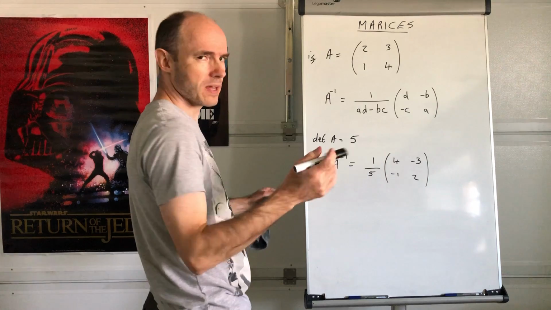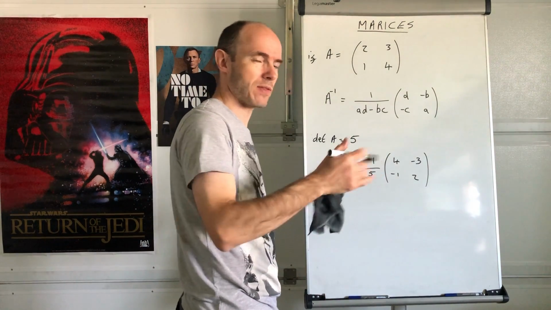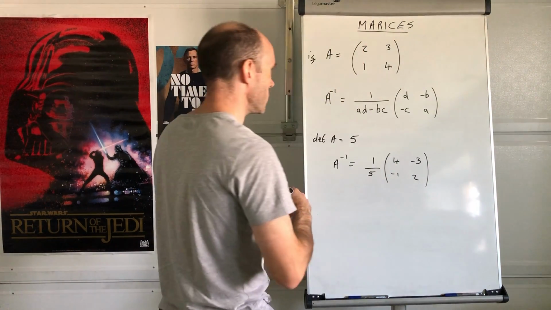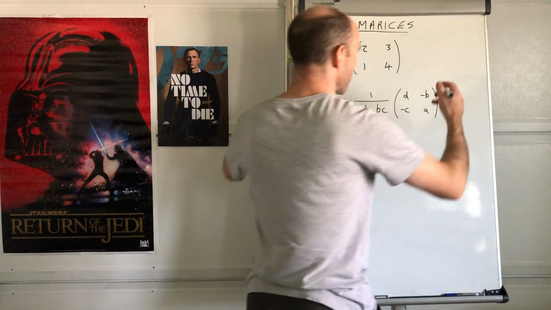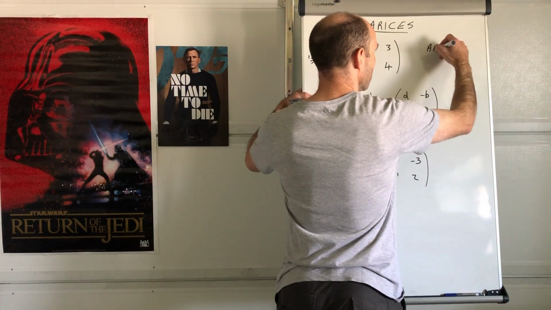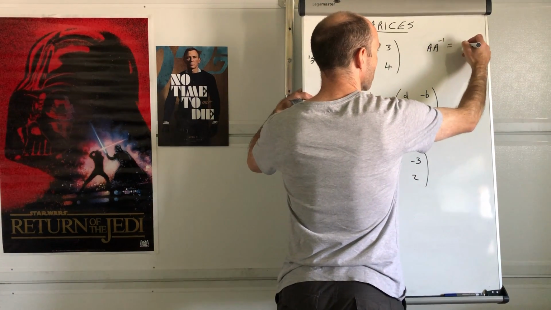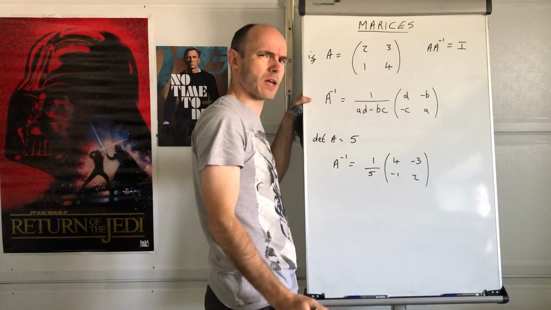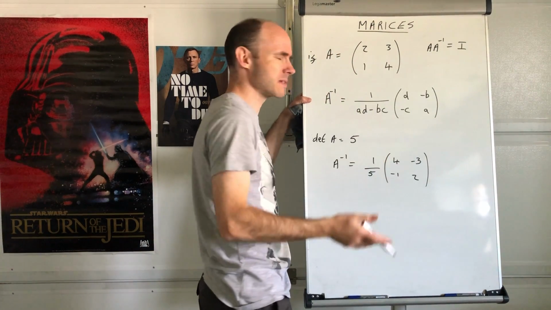Now you can check how the inverse works. So remember earlier I said it should be the case that if the inverse exists, A multiplied by the inverse is going to be the identity. In fact, I probably didn't say it quite like that, but that's kind of what this means.